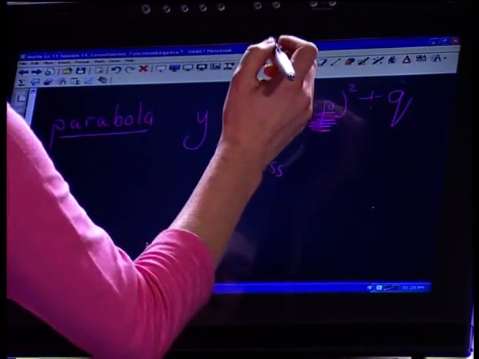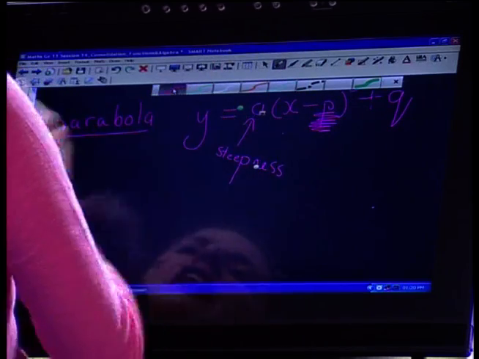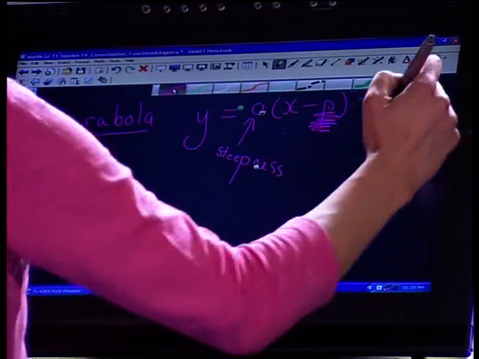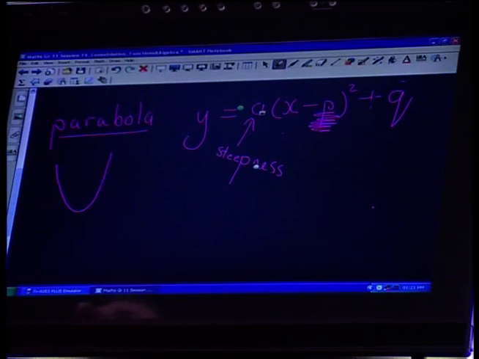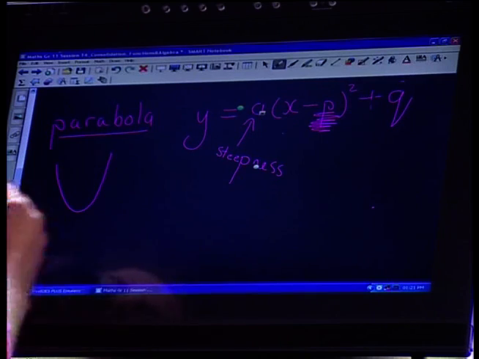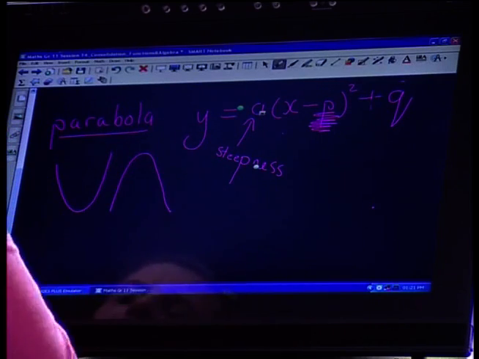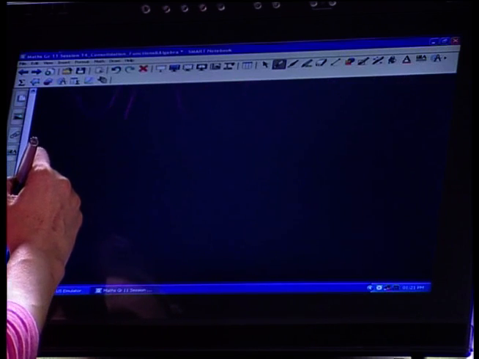Right. Then what does q do? Well, what q does is q controls our vertical translation. So q moves the graph up and down. A positive value for q will move the graph up. A negative value for q will move the graph down. Another important thing to remember is if our a value is positive, our graph will be a happy, smiley parabola. And if the a value is negative, we will have a sad parabola like that. Right, so those are the important things to remember for a parabola.